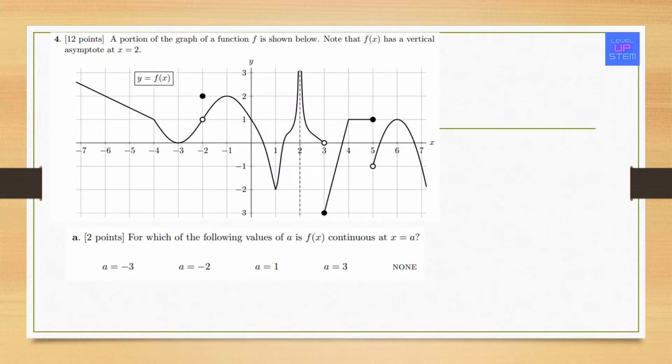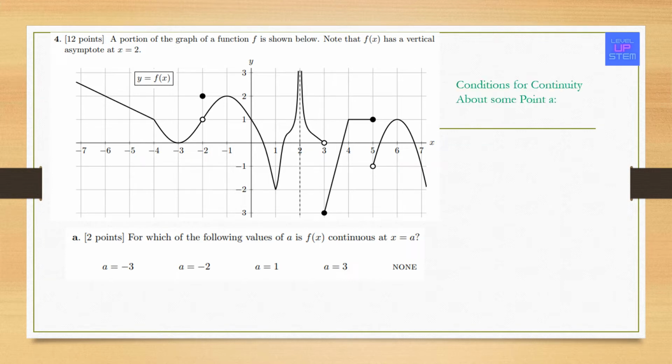So a portion of the graph of a function f is shown below. Note that f of x has a vertical asymptote at x equals 2. For which of the following values of a is f of x continuous at x equals a? And then they give us 4 options or none of them.